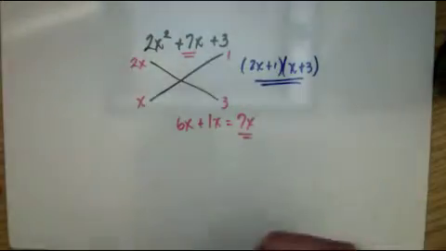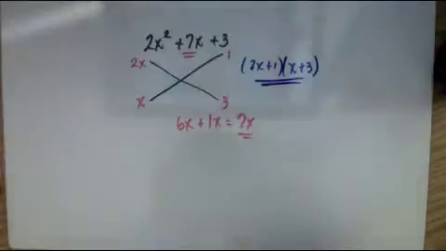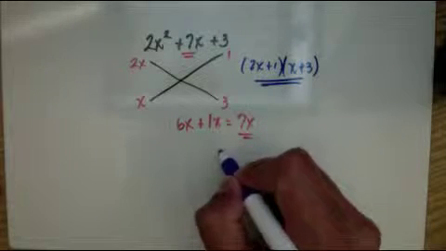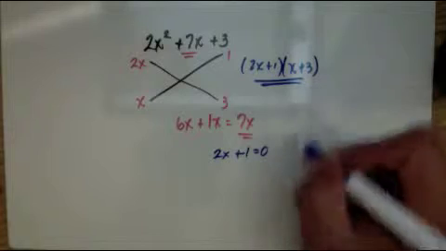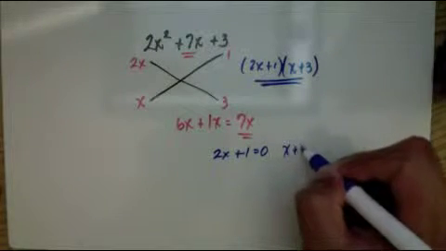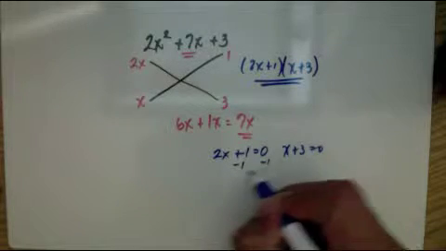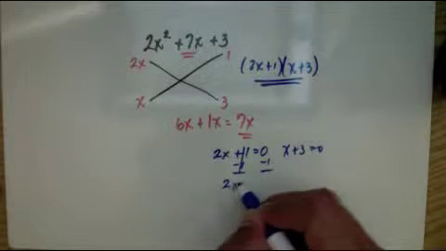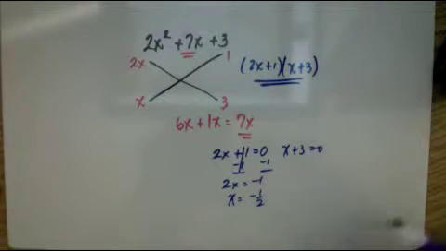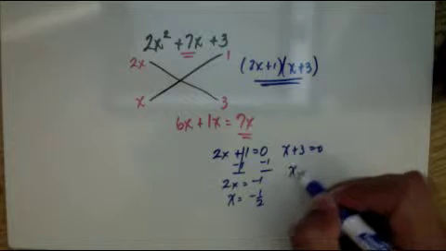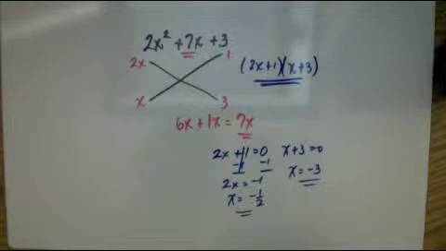And if they ever ask you for the zeros or the solutions, we just set them equal to 0. So 2x plus 1 equals 0 and x plus 3 equals 0, and then you can solve it. 2x equals negative 1, x equals negative 1/2. Same thing over here. This one's easier. X is going to equal negative 3. So these would be the solutions.